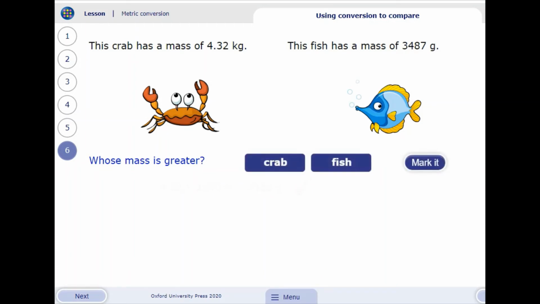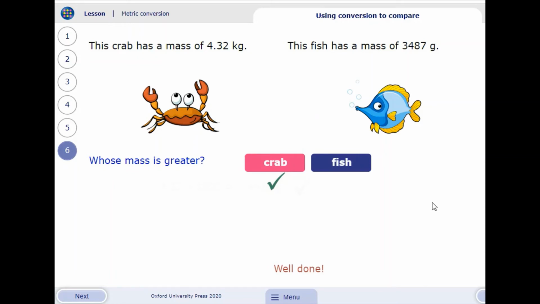So it says whose mass is greater. So the crab is 4,320 grams, and the fish is 3,487. So who weighs more? Whose mass is greater? It is, of course, the crab. Well done.